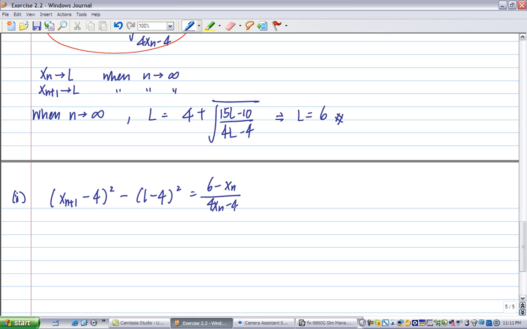Now when you're required to show this, you want to show this, WTS, want to show. We always start off from one side of the equation. From part 1, we know that L is equal to 6. We have already solved this. So we can substitute this value into the equation. When we want to show something, we always start with one of the sides. In this case, I start with the left hand side. I copy down what is on the left hand side.